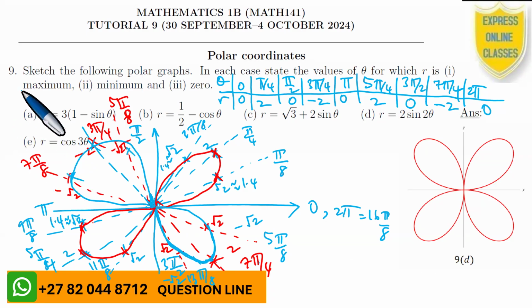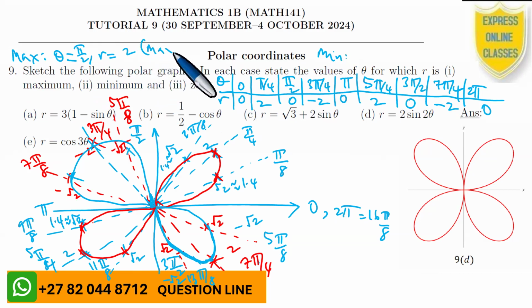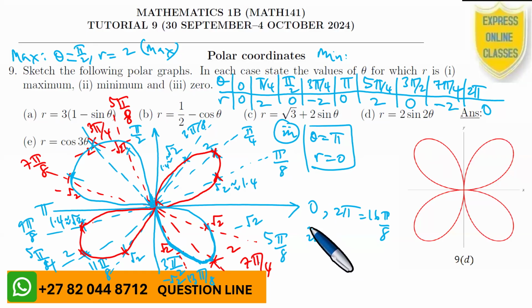So now there are a couple of things, like what is the maximum? The maximum R occurs when theta is pi over 2, for example. It's one of the angles. And then R will be 2, and 2 is the maximum. But whenever theta becomes pi, R is 0. Theta equals pi over 2.